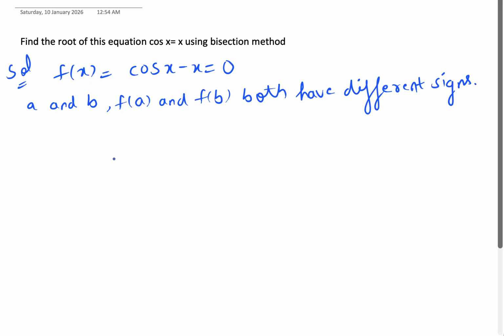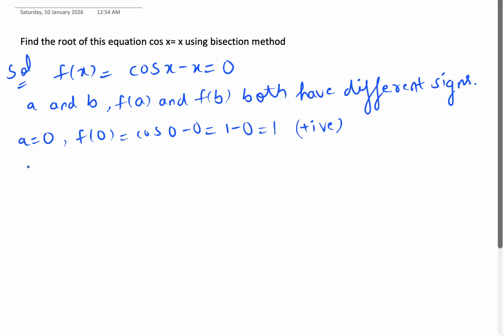Okay, which means if f(a) is positive then f(b) should be negative, or if f(b) is positive then f(a) should be negative. So I'm just taking any random value for now. Let's take a equal to 0. If a is 0, what will be f(0)? It will be cos 0 minus 0. Cos 0 is 1, minus 0, which becomes 1, and here we got the positive 1.